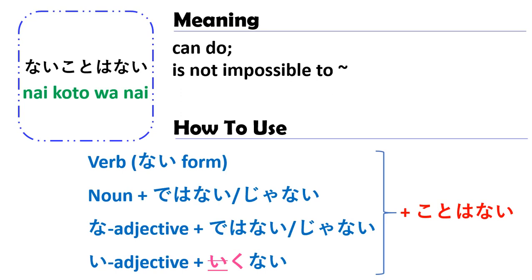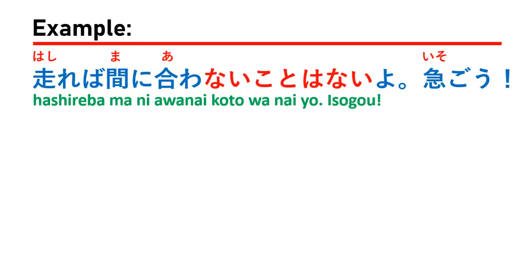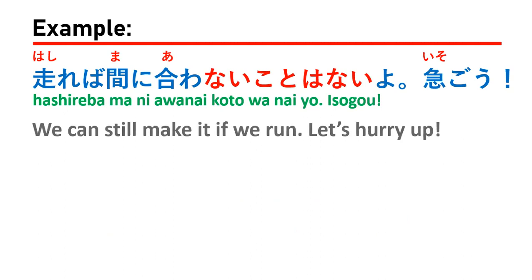So next, let's see some examples of how to use the grammar of NAIKOTO WA NAI. The first example: 走れば間に合わないことはないよ。急ごう。That means we can still make it if we run. Let's hurry up.